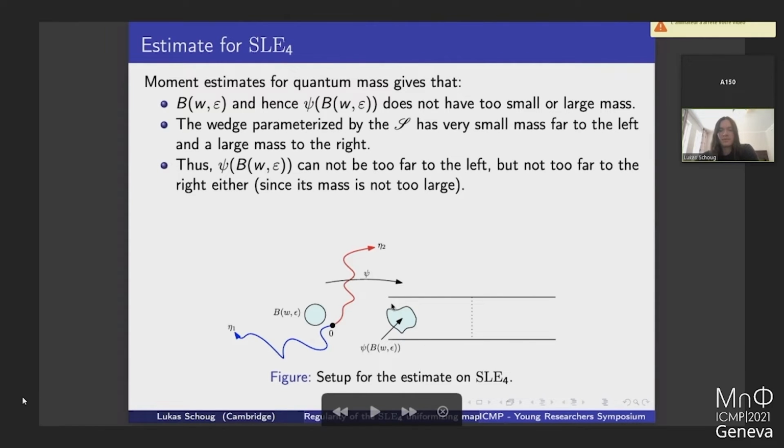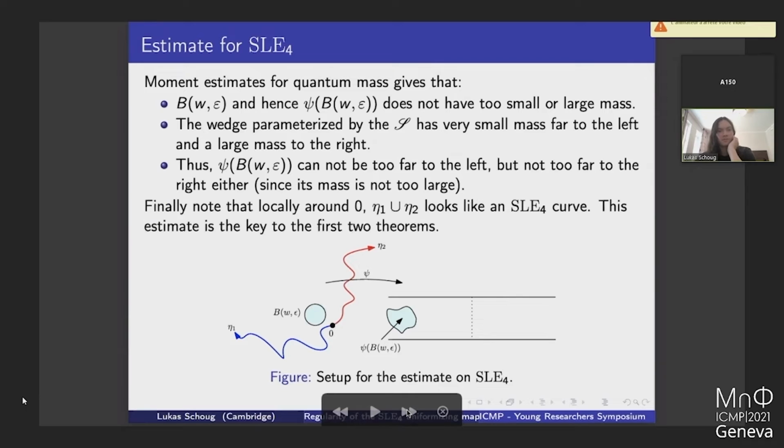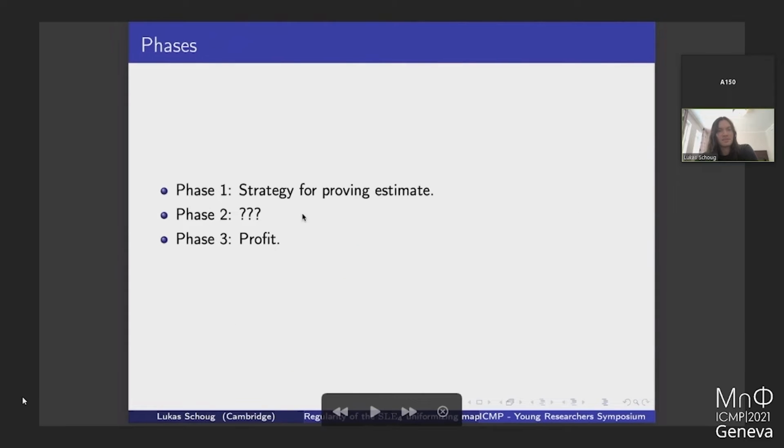So we have basically a region where this image can be, which gives us a bound on the probability of escaping for the Brownian motion. And then you just say that, locally around 0, this looks just like the SLE4 curve that we're interested in. And then you do some magic with conformal mappings, and you can get the theorem. So basically, we're just in the phases: strategy for proving estimate, something, profit. And this here turns the paper from 20 to 25 pages into 90 pages, but it's doable.